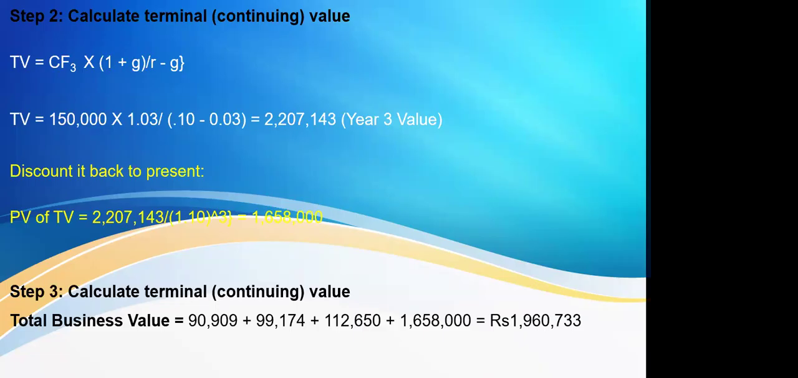So then you have to bring this year 3 value to year 0 also. That's why we are again dividing this amount by 1.1 to the power 3. Is that clear? Yes, sir, that is clear. Okay, thank you. Now your terminal value is 90,000. Add all together, and this is the value of your business today, in year 0.